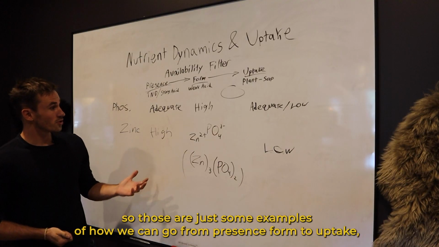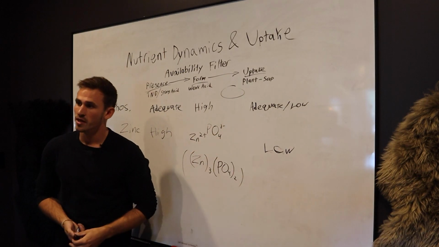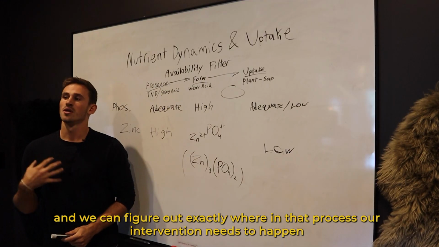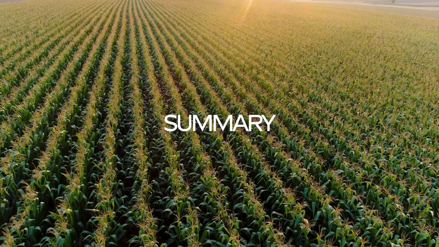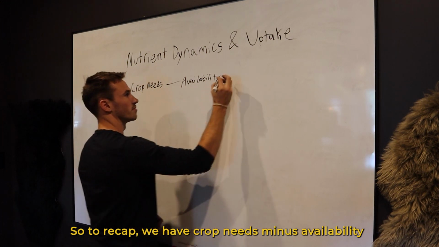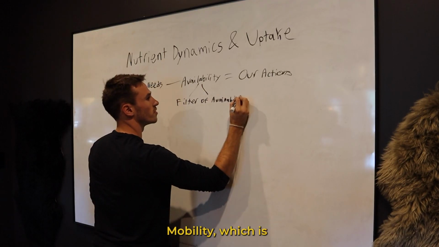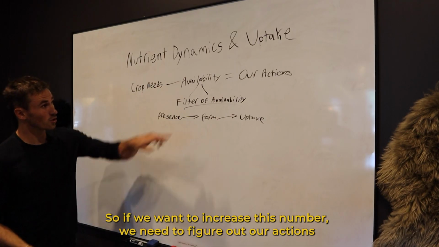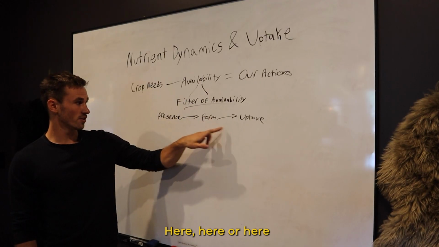And so those are just some examples of how we can go from presence, form to uptake, and we can figure out exactly where in that process our intervention needs to happen in order to achieve our desired result with the least amount of inputs. All right, so to recap, we have crop needs minus availability equals our actions, and this is broken down by the filter of availability, which is presence, form to uptake. So if we want to increase this number, we need to figure out our actions here, here, or here.